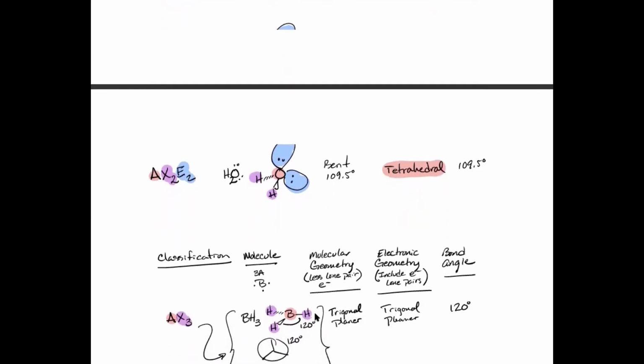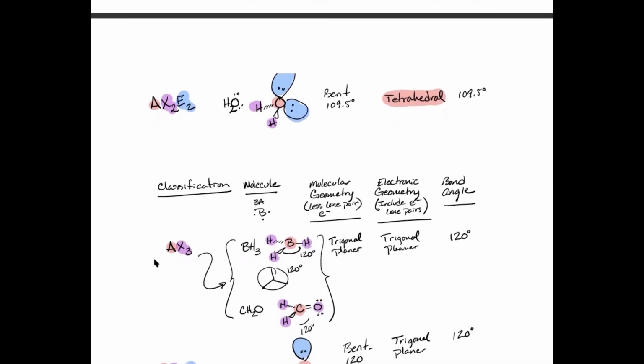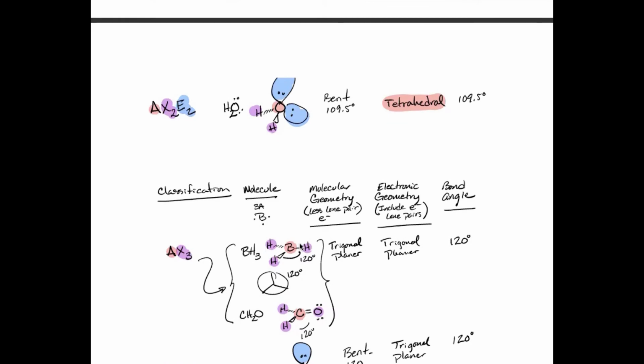Okay, so the next classification is if I have three things attached to the central atom. A good example for that is boron trihydride, where I have three single bonds. And the boron is electron deficient, so it's missing a lone pair. If you remember, boron is in group 3A. It only has 3 electrons. And so for this family, if I have three things attached to a central atom, the bond angles are 120 degrees, and the family geometry is called trigonal planar.